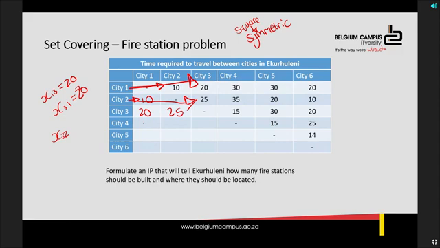What would city 4,1 be? 4,1. Perfect. 1,4 is 30. So 4,1 is also 30. 4,2. 35. You guys are quick. 4,3. 15. 5,1. Kenneth is the fastest there. Anyone else? 5,1 is, yes, 30.